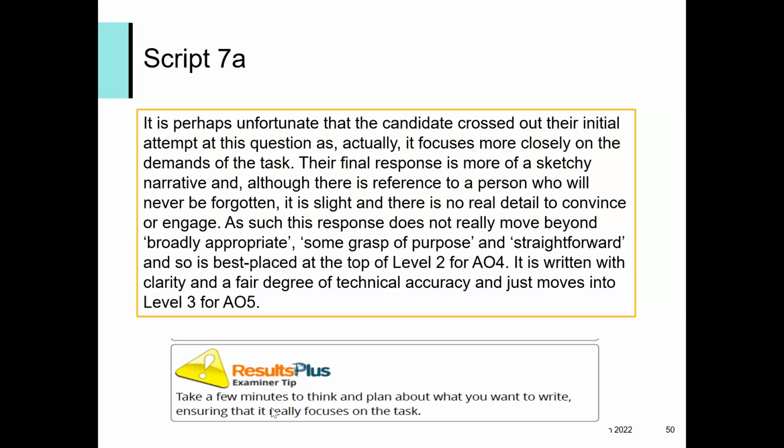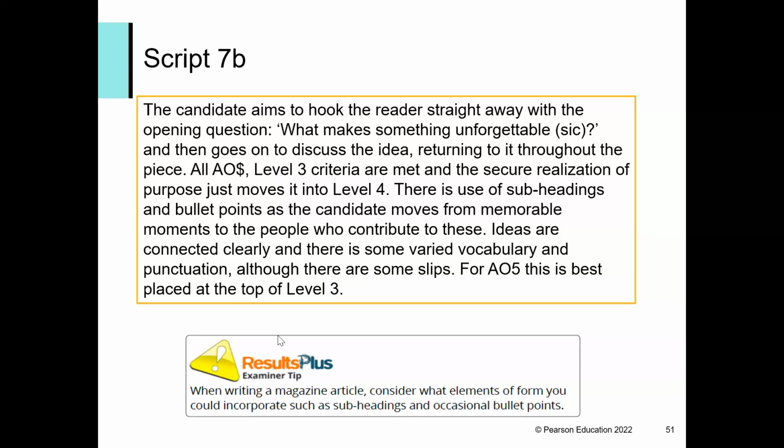Thank you. Now, we haven't got time to look at 7B or 7C, but these are in your pack and the commentaries are in the examiner report. So just so you've got some benchmarks, we're going to tell you that 7B, just for AO4 moves into level 4, and for AO5 at the top of level 3.